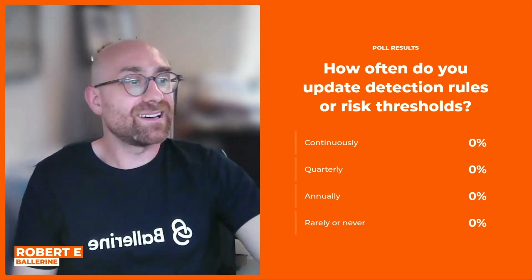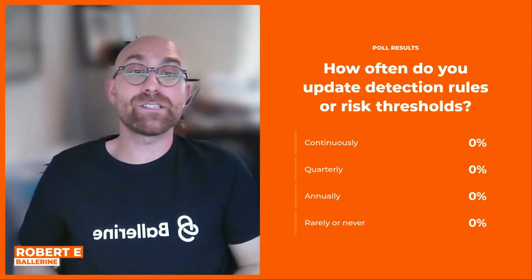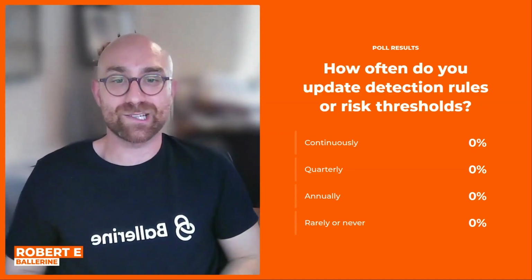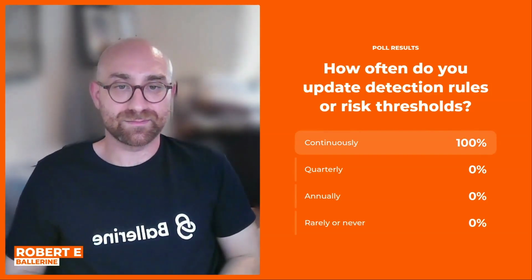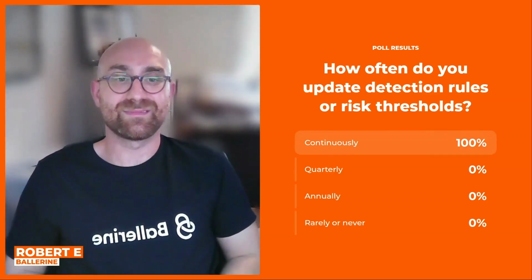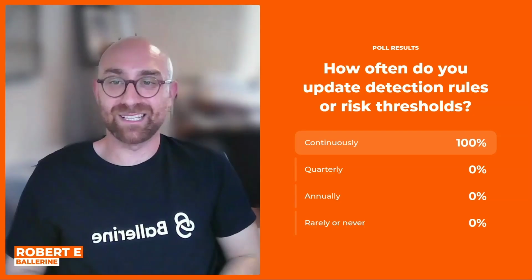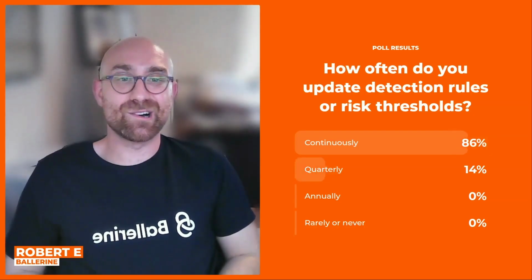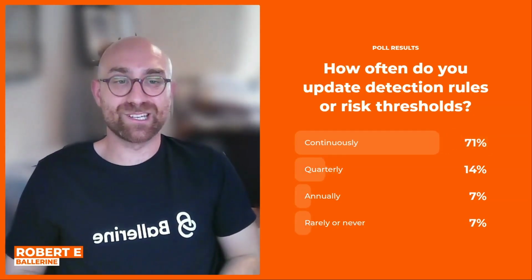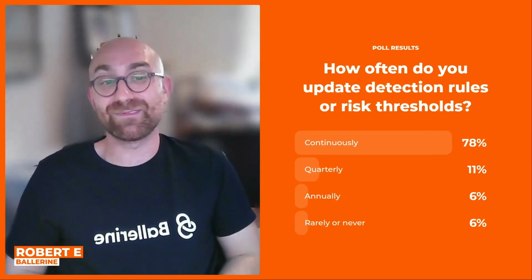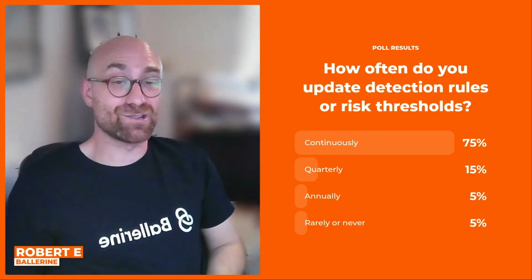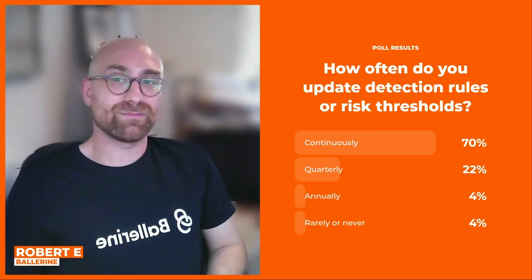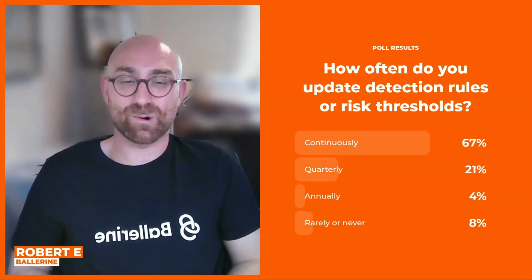And then the last question in the poll is, how often do you update detection rules or risk thresholds? And this is becoming more relevant than ever because it seems as though the adoption of merchant fraud typologies is changing at a pace that we've never really seen before. And therefore, having some kind of continuous fine tuning of this becomes ever more important.